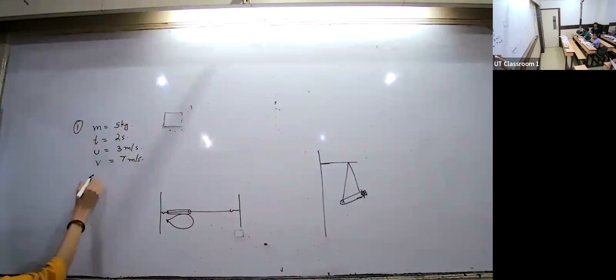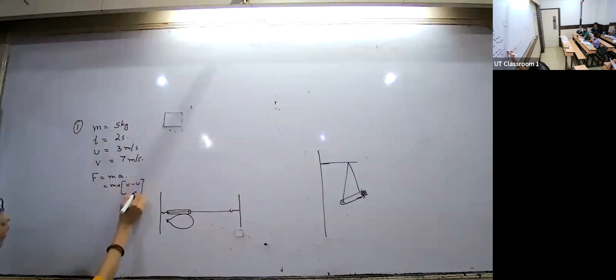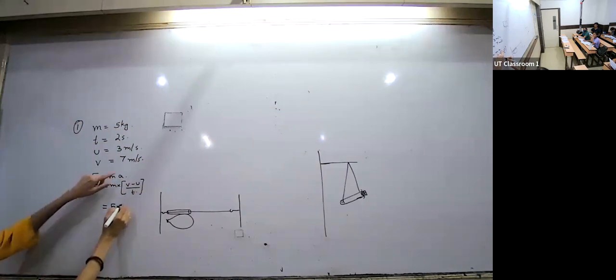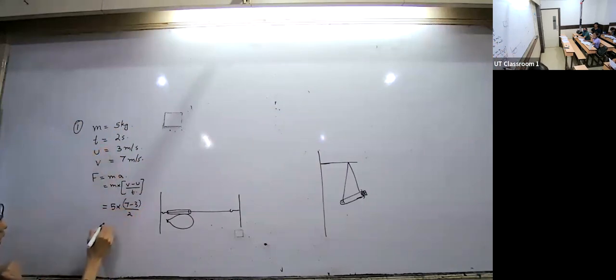So force is ma. This was very straightforward. Mass into acceleration, which is (v minus u) by t. Mass is 5 kg. v is 7 minus 3 by 2. It is 5 into 4 by 2, which is 2. 10. Did you get first answer as 10 newtons?